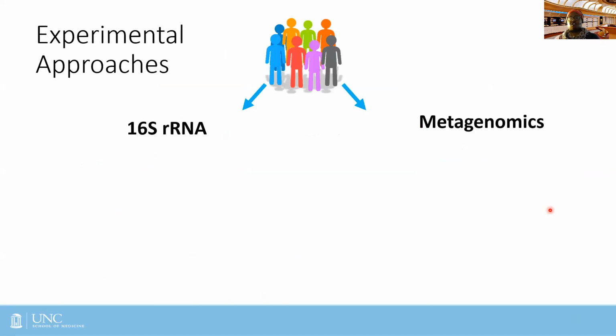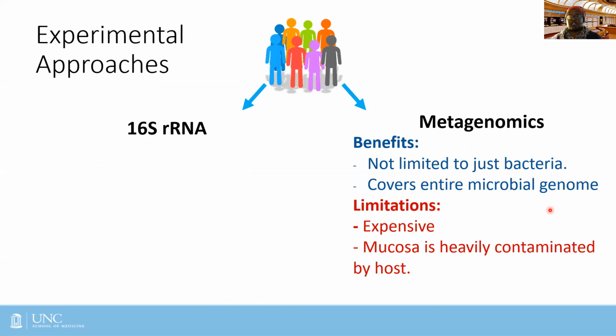So when we're doing a microbial survey, there are two different primary approaches. There is targeted sequencing, in this case, 16S ribosomal RNA sequencing, or a metagenomic approach. Metagenomics has some benefits. It's not just limited to bacteria. When we're referring to the microbiota, we're not just referring to the bacterial contents, we're referring to all microorganisms. So this includes fungi and archaea. And with metagenomics, you're covering the entire microbial genome. So you're not just looking at the 16S gene, but also non-16S genes as well.